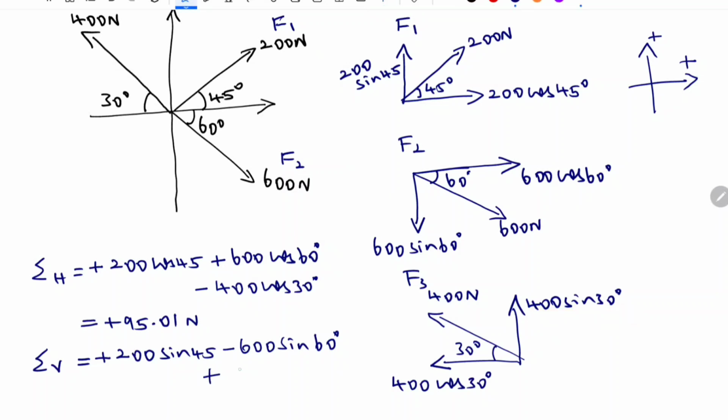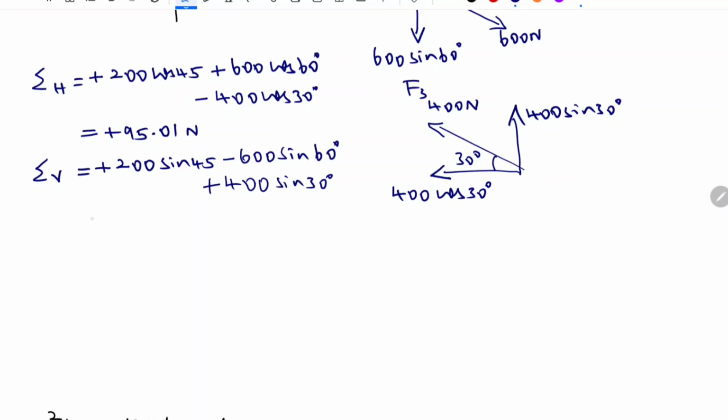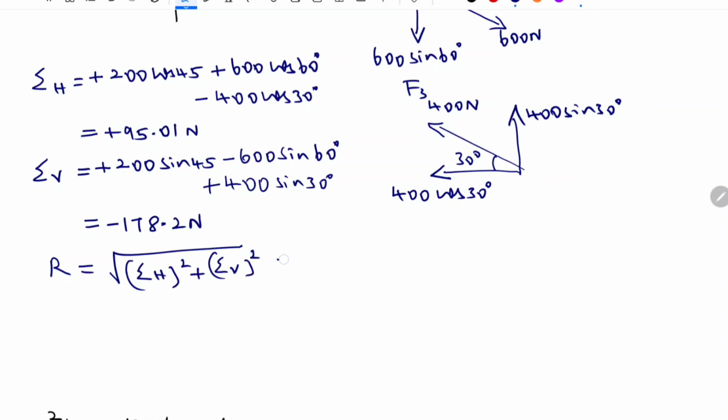So it is considered as positive. It is 400 sine 30 degree. So now if we solve this equation, then we can get a magnitude of minus 178.2 Newton. Now we know that the resultant equation is R is equal to root of summation of horizontal square plus summation of vertical square. Okay, so we can substitute the values.